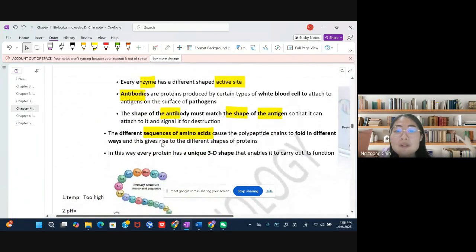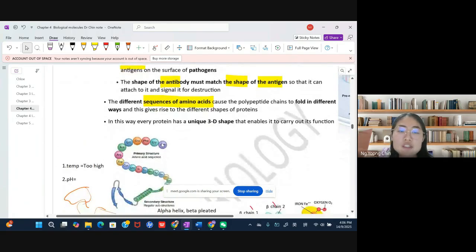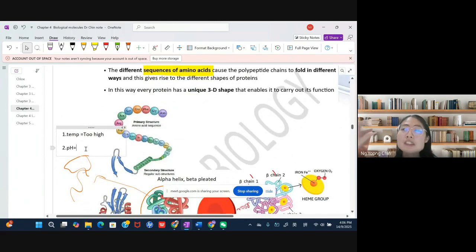So that's why our proteins are very sensitive to any change in temperature or pH. For pH, it means that the pH cannot be too acidic or too alkaline. It must be at its optimum pH. Every enzyme has its own optimum pH. This one you will learn more about later.